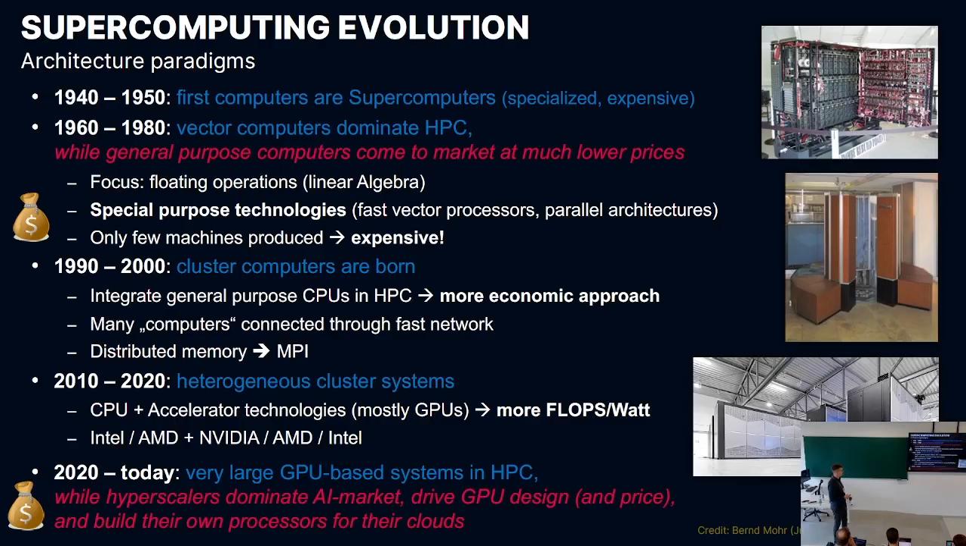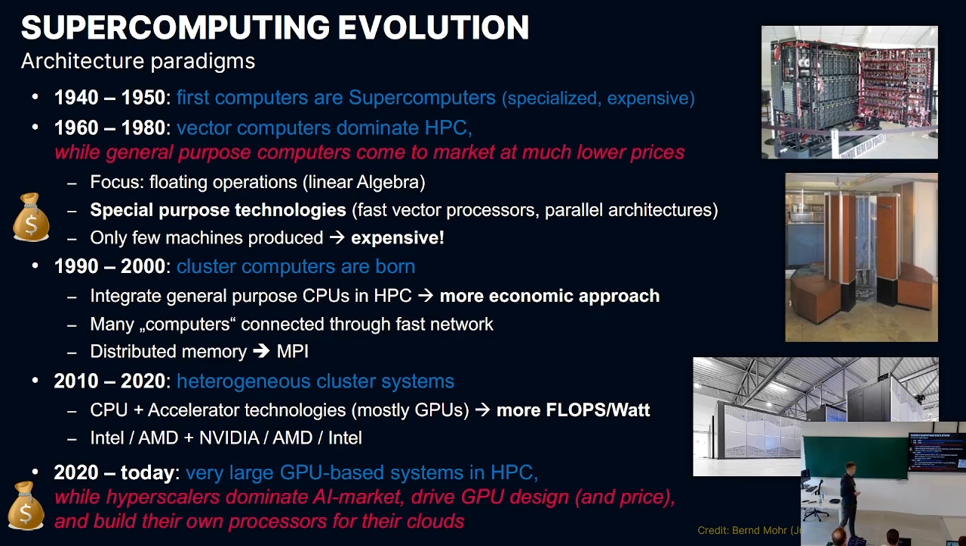So for supercomputing, you see here another history of how things went. We started from the very beginning, where we had the first specialized supercomputers. They were expensive, of course, and only a few could have them in their lab. But then we had a phase from 1960 to 1980 where vector computers dominated HPC, while general purpose computers started to come to the market at a lower price. Then you have the era of cluster computers from 1990 to 2000, where general purpose CPUs were integrated in HPC systems. This was a more economical approach.